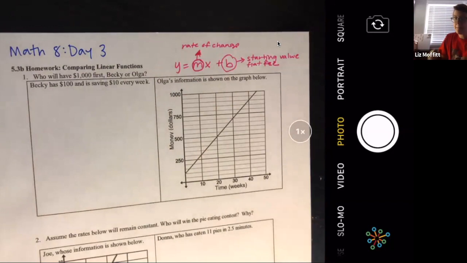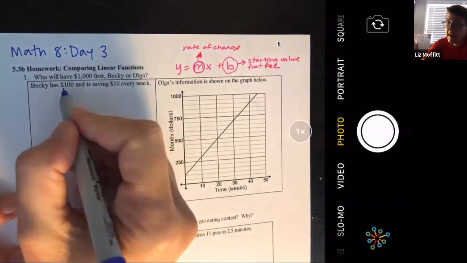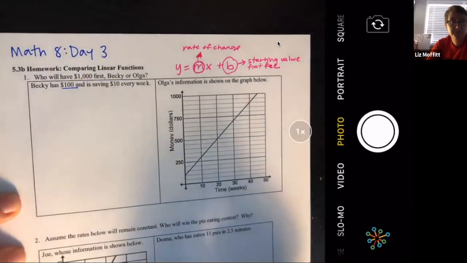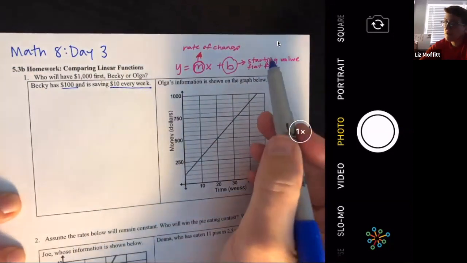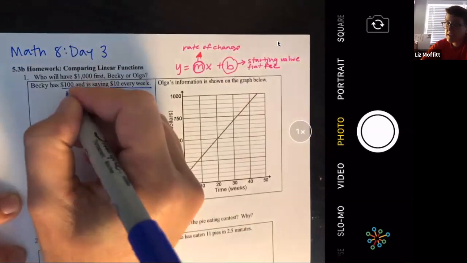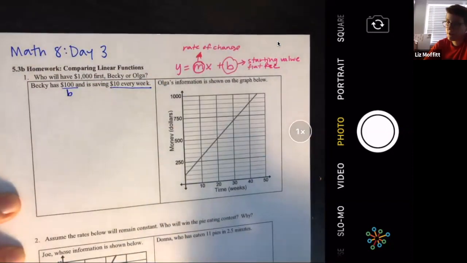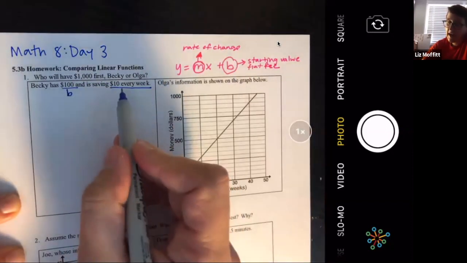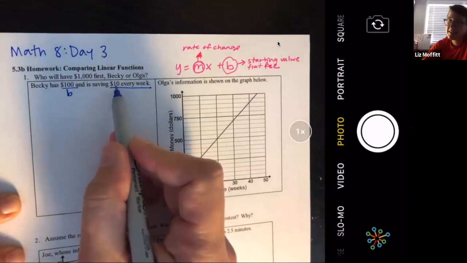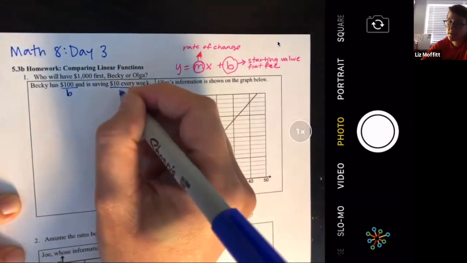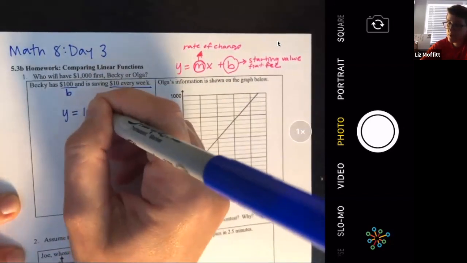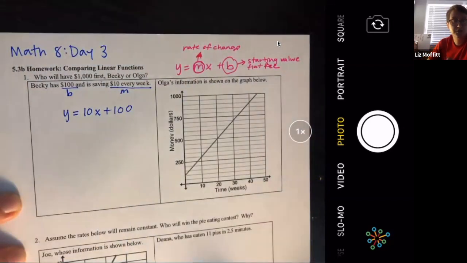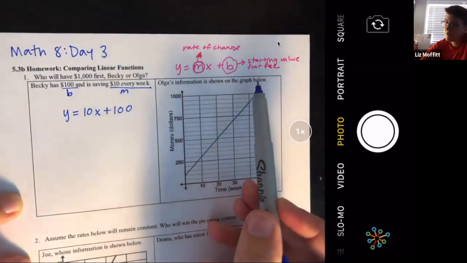So when we read about Becky's situation, it says Becky has $100 and is saving $10 every week. So when I look for a starting value or a flat fee, I can see that is what Becky starts with, $100. And then her rate of change, or how her money savings is changing, is it's going up by $10 every week. So that information is our m. I'm going to put those into the format.